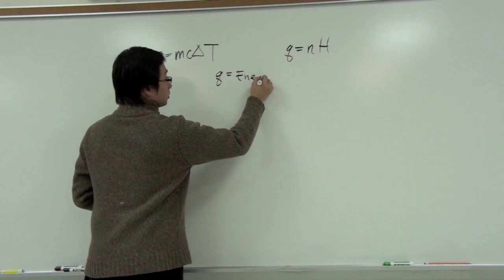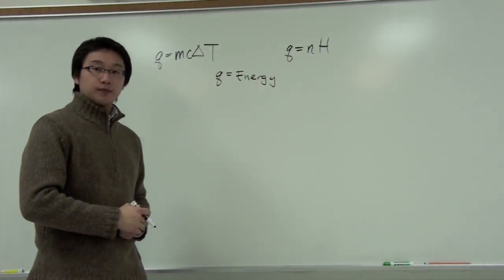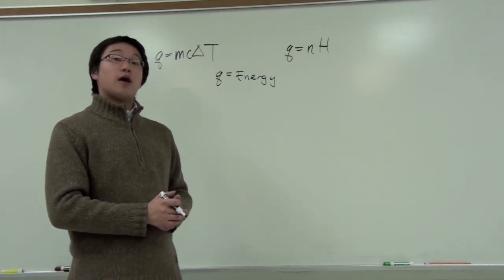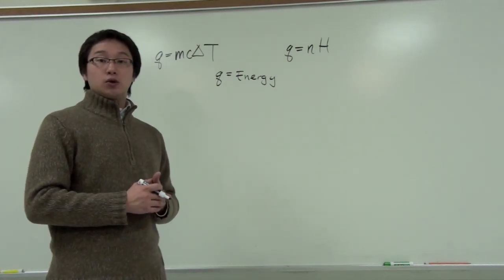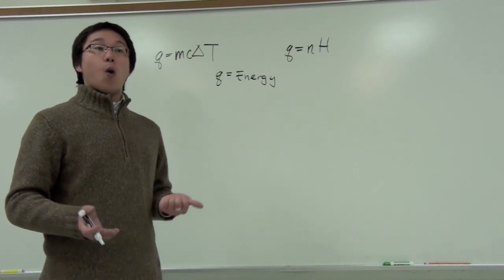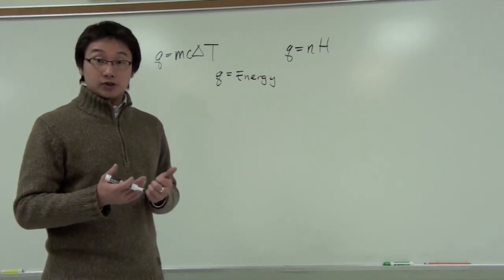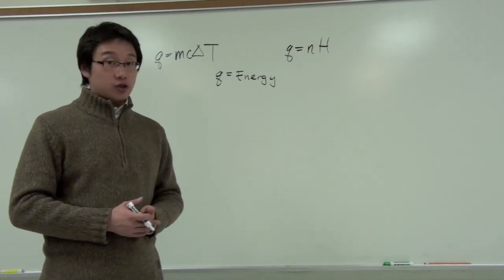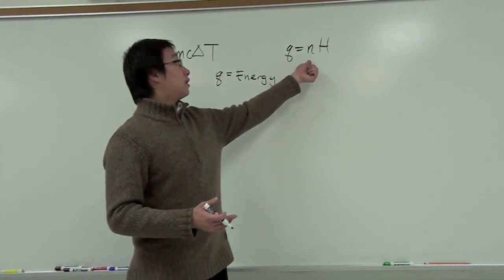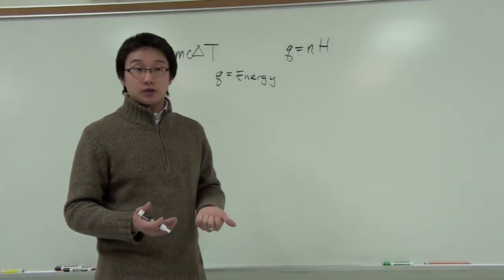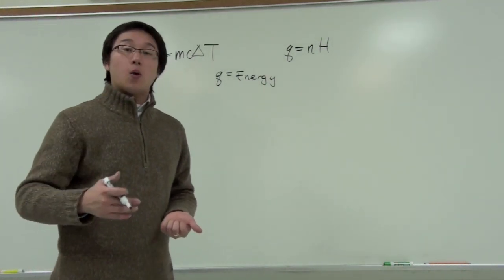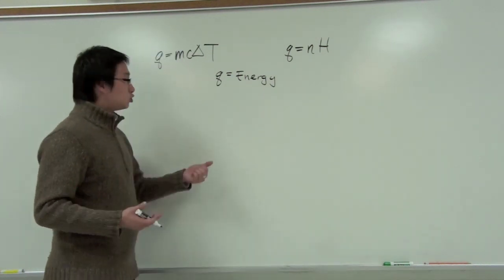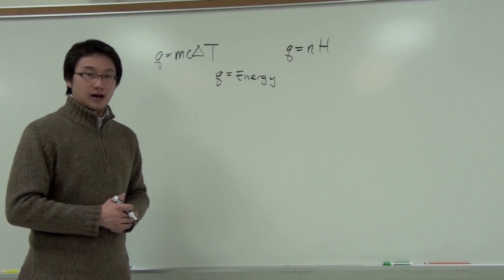Q is the energy. We have to supply energy to change the temperature of a substance. We have to supply energy to change the state of a substance. Or if a substance has a temperature decrease, it will release a certain amount of energy. And if there's a substance changing from gas to liquid or liquid to solid, then it will also release energy. And with that energy, we use Q to represent that.